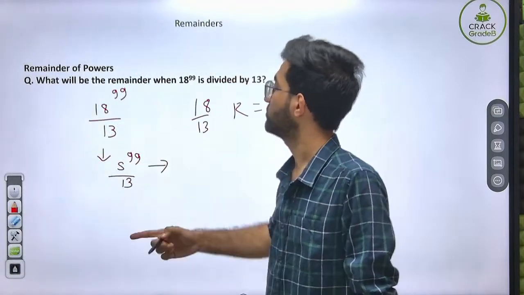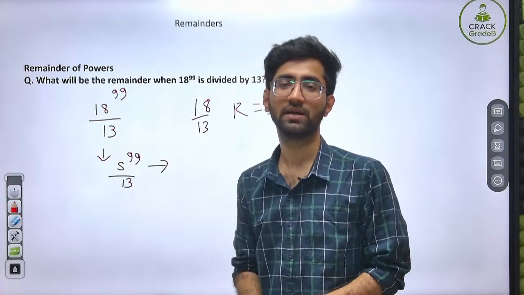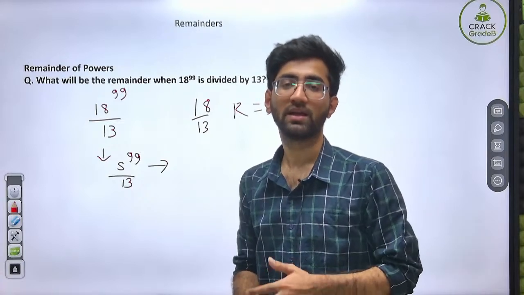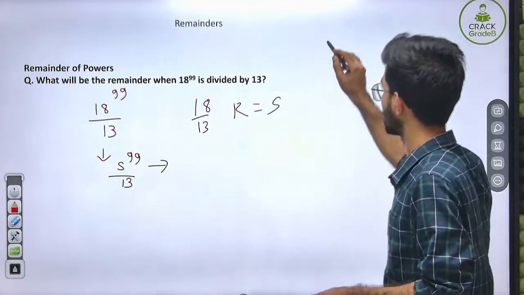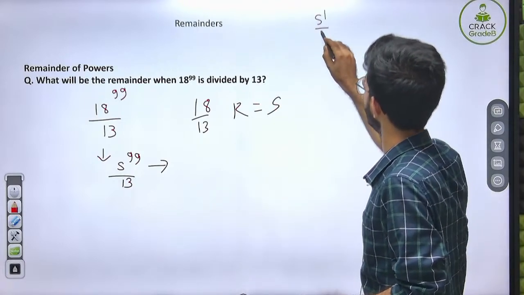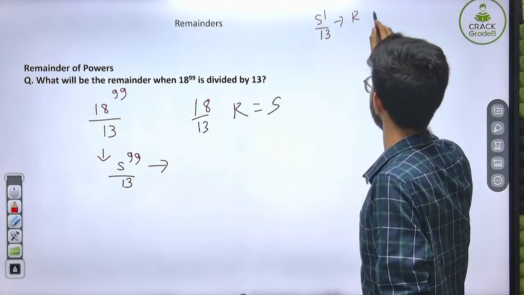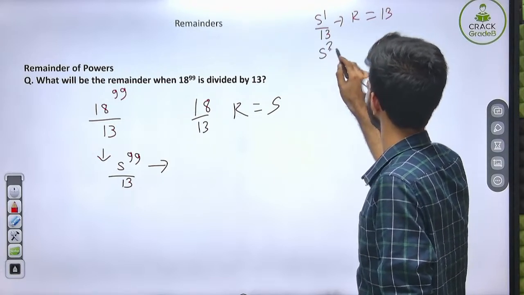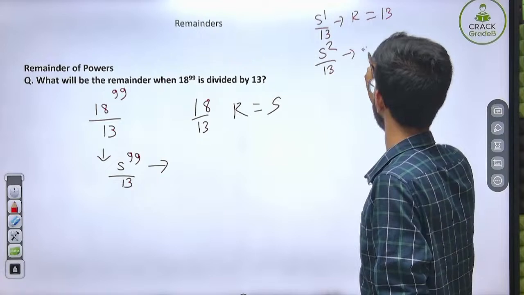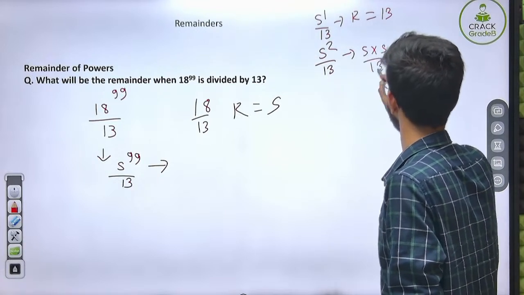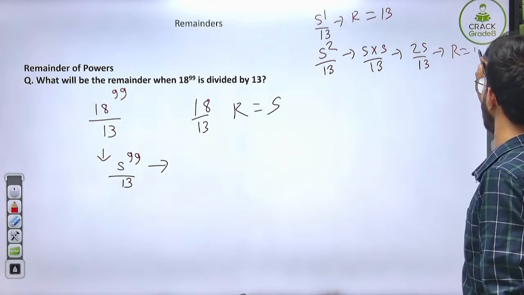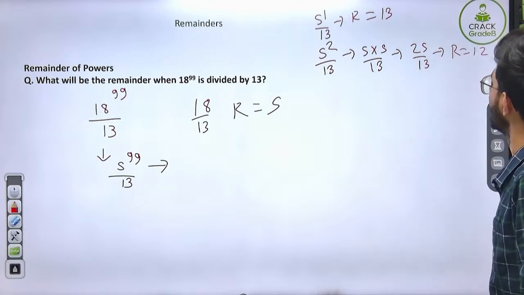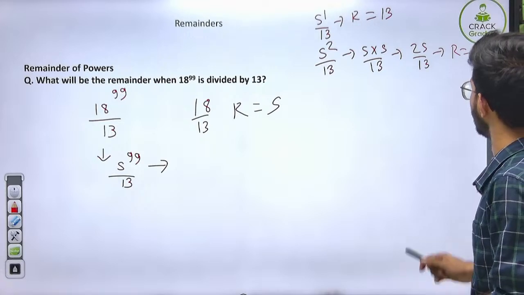So now you have to answer what will be the remainder when 5 to the power 99 is divided by 13, right? So let us start solving this question. 5 to the power 1 by 13, it will give you remainder 5. 5 to the power 2 by 13, it will give you 5 into 5 by 13, so basically 25 by 13. If you divide 25 by 13, you will get remainder that is equal to 12.